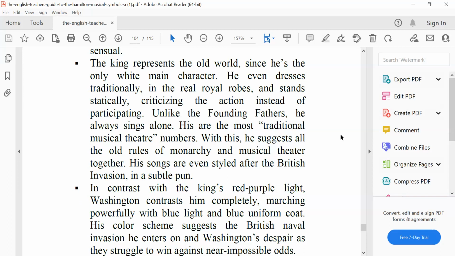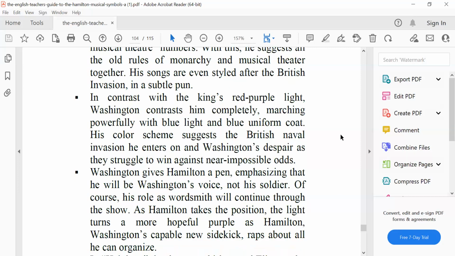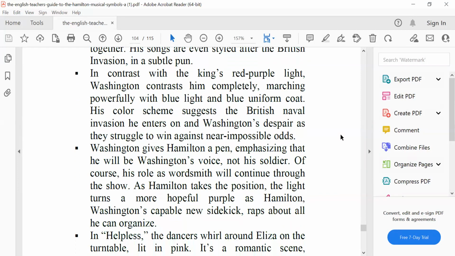The king, of course, is wearing this actual royal outfit, which is so heavy that he can't really move in it. And he's always isolated. I mean, yeah, he's got servants, but they only sing with him when he tells them to. He is very old monarchy in a red-purple royal light.